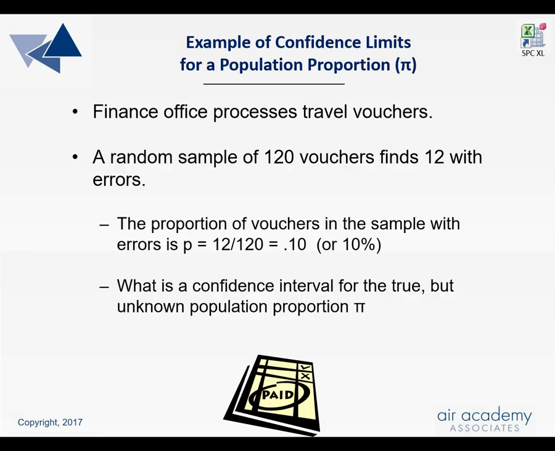So let's take an example from an office process that processes travel vouchers. Let's suppose a random sample of 120 vouchers were looked at and examined, and they find 12 of those 120 to have errors. So the proportion of vouchers in the sample of 120 with errors is p equals 12 divided by 120, or 0.10, or 10%. What is the confidence interval for the true but unknown population proportion pi?